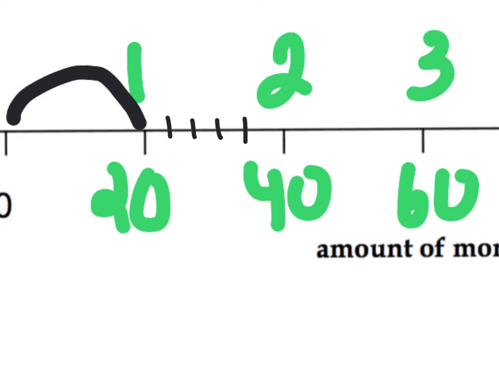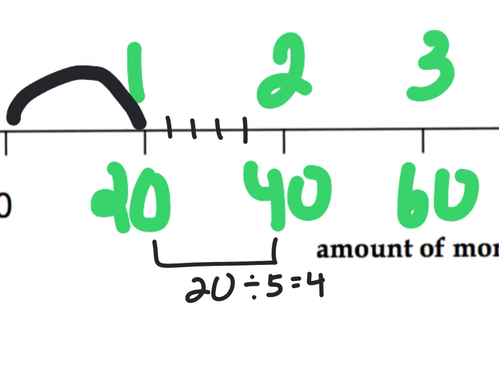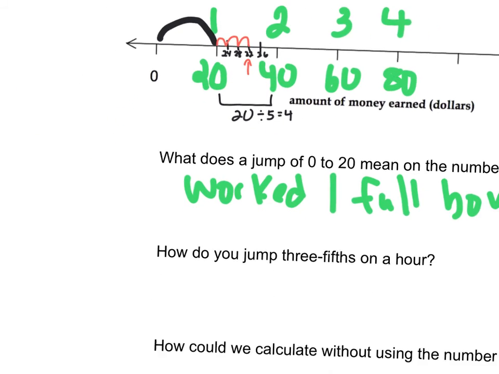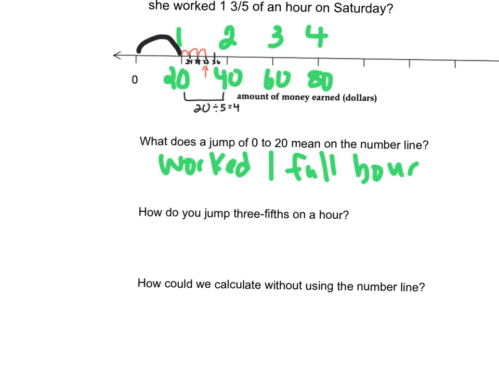And if it's $20 for the full hour, we can take 20 and divide it by 5 to see that each part, or each 1/5 of an hour, is worth $4 to her. So here you'd have 24, 28, 32, 36. And since she's working 3/5 of an hour, we have 1, 2, 3, so we could see that she would earn $32.